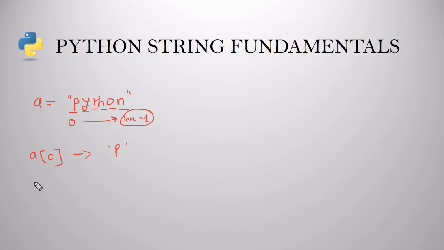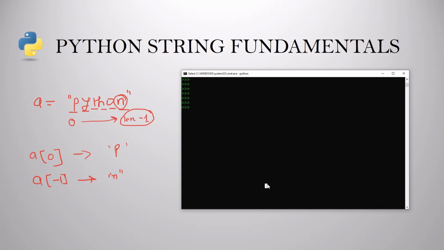We can also use a negative offset in Python. This will return the element from the end. Technically, a negative offset is added to the length of the string to derive a positive offset. So for example, we can also give a minus 1. This will return the last element, that is n.